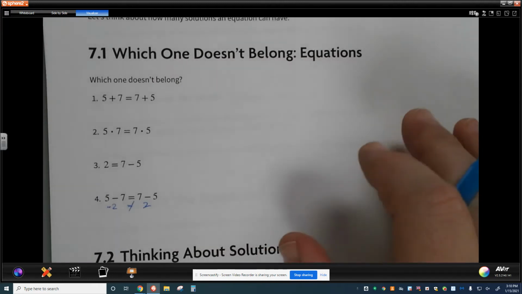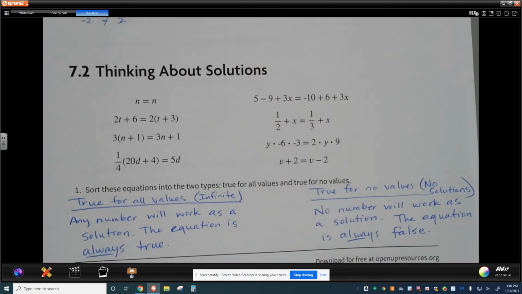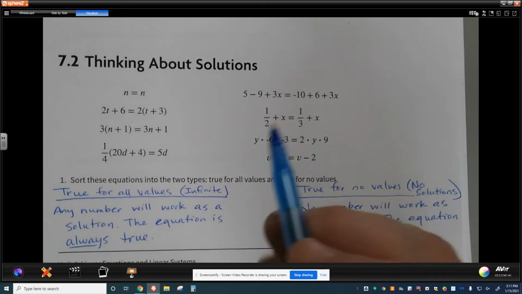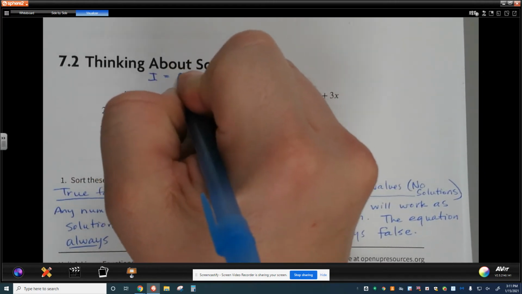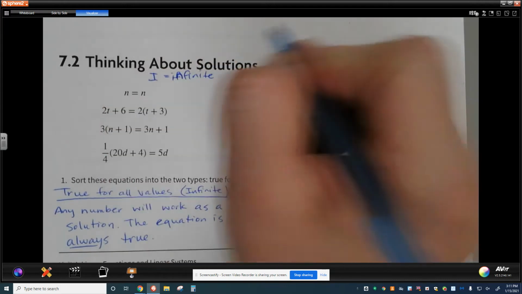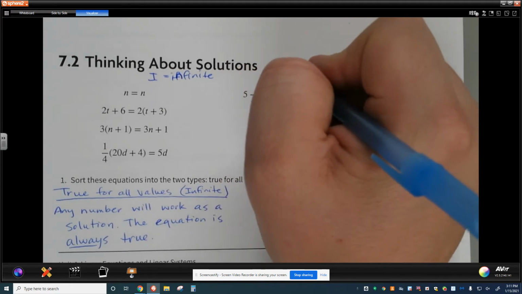Thinking about what we had in mind or what we were doing, so this next one, we're going to look at these 8 equations and we're going to classify them as true for all values or infinite solutions, true for no values, no solution. And the way that we will do that is comparing the expressions to see if they are equal or if they have the potential to be equal. We will be labeling I for infinite values or infinite solutions, and we will use N for no solutions.